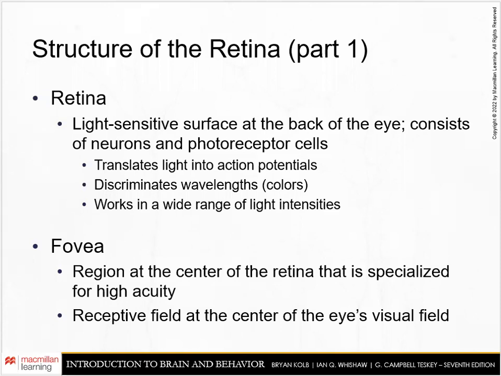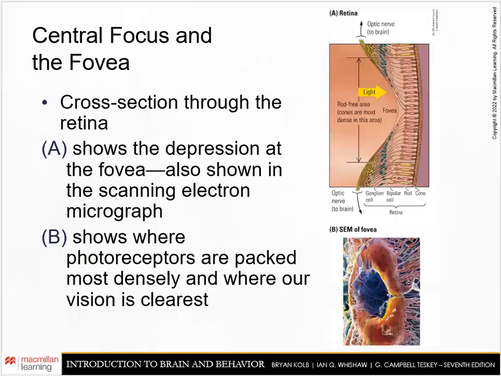nervous system. It also helps to discriminate wavelengths and colors, and it works in a wide range of light intensities. So we're able to see things still when it's dark out and when it's very, very light out to some extent. Now, the fovea, that's the region at the center of the retina that's specialized for high acuity. This is the receptive field at the center of the eye's visual field. So let's talk about that a little bit more.